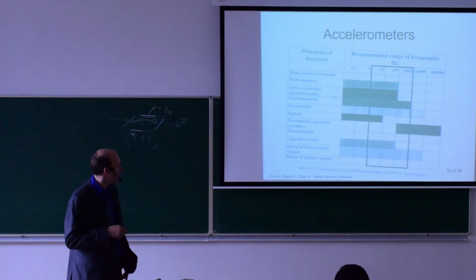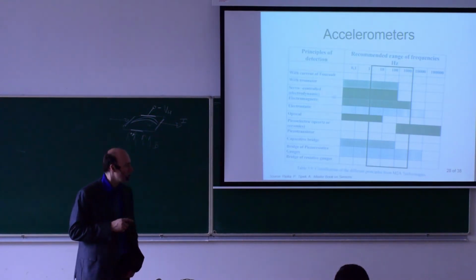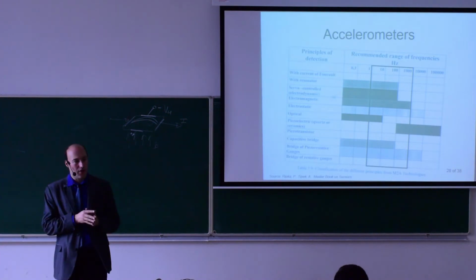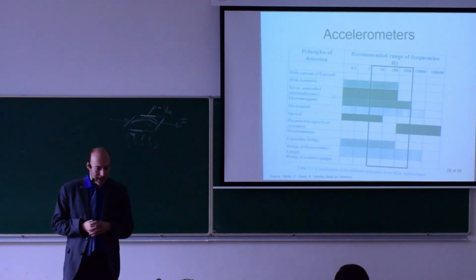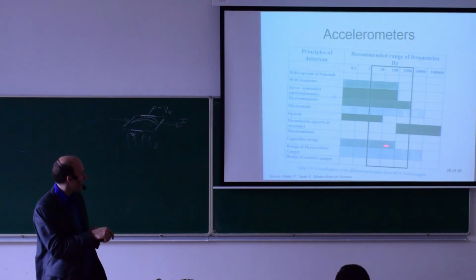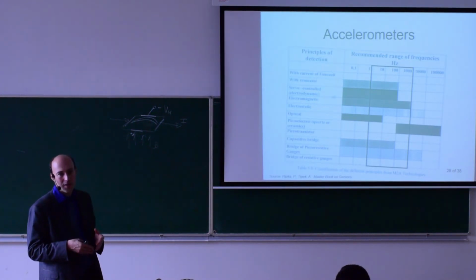So this is just a table that summarizes in what frequencies you can use the accelerometers. The accelerometer can be used also as a vibration sensor. For example, here you see the capacitive bridge, that's the one that we will discuss, or the capacitive bridge of piezoresistive elements. Anyway, it's good for lower frequencies. So if you want to use it in a cell phone or in ABS, then it's fine.